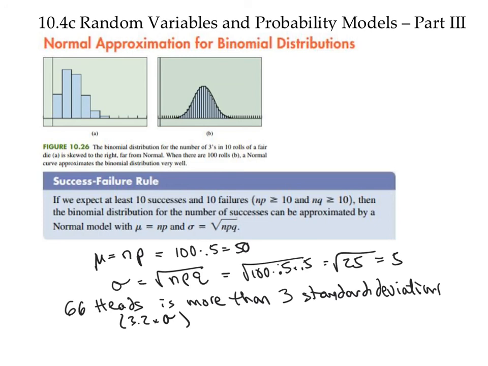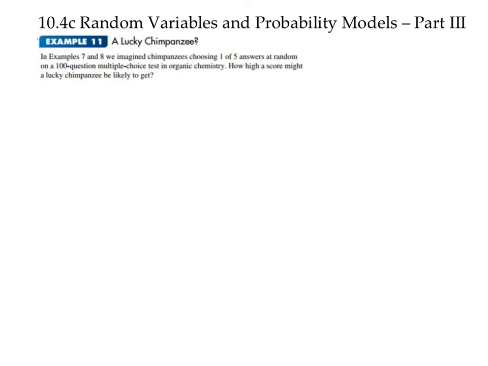For the last example, we'll go back and visit the chimpanzee in question. So remember the chimpanzee guessing at 105 multiple choice questions, and each one has a single answer. How high a score might we expect a lucky chimpanzee to be able to get? Well, let's think about this. We would expect np, or 20, successes, and nq, or 80, failures. These are both more than 10, so a normal probability approximation should work quite well.